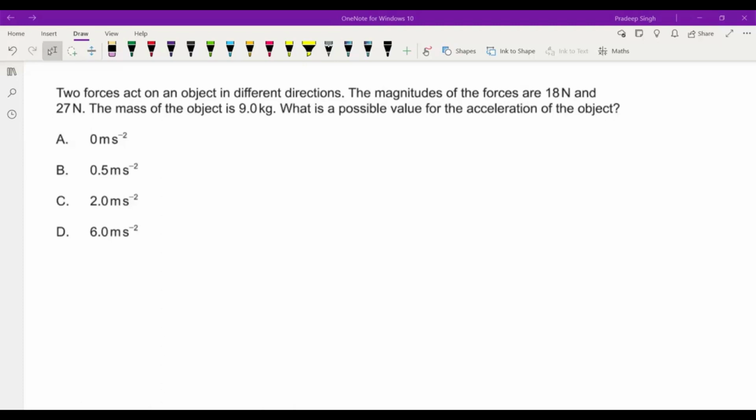Sir, is it C? It is C. Share me the approach. So, what I did was first I assumed that the directions would be exactly opposite, and that wasn't giving me an answer in the options. Then I varied the 18 Newton force by like 30 degrees and 60 degrees and took the horizontal component.